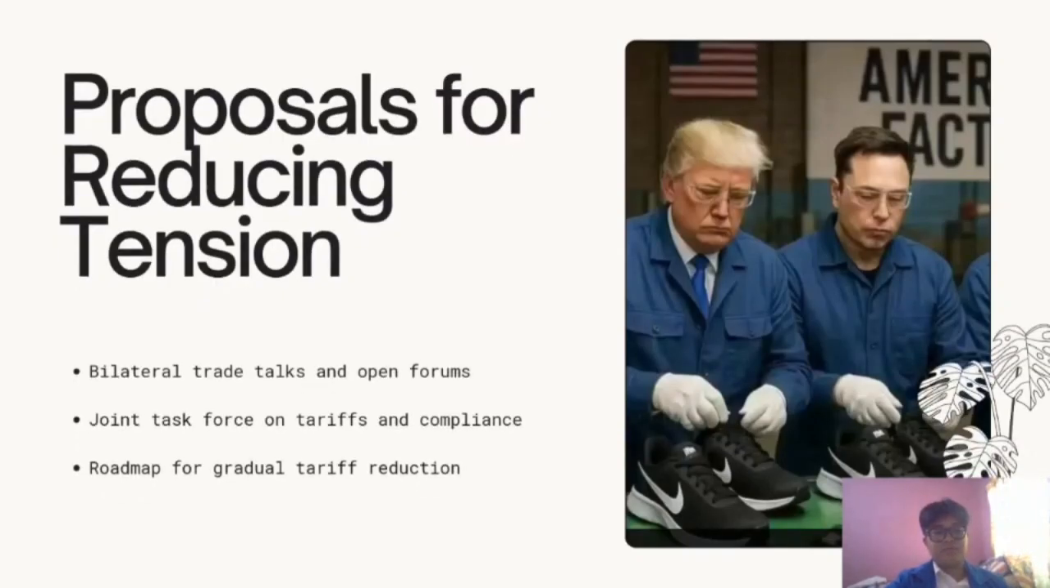So, what can we do to reduce tension and move forward? Here are three key proposals. First, we need more open dialogue. That means regular bilateral trade talks and honest conversation. Second, we can establish a joint task force to handle tariff compliance and disputes together. And third, we need a roadmap, a gradual plan for reducing tariffs in a way that's fair and sustainable for both sides.